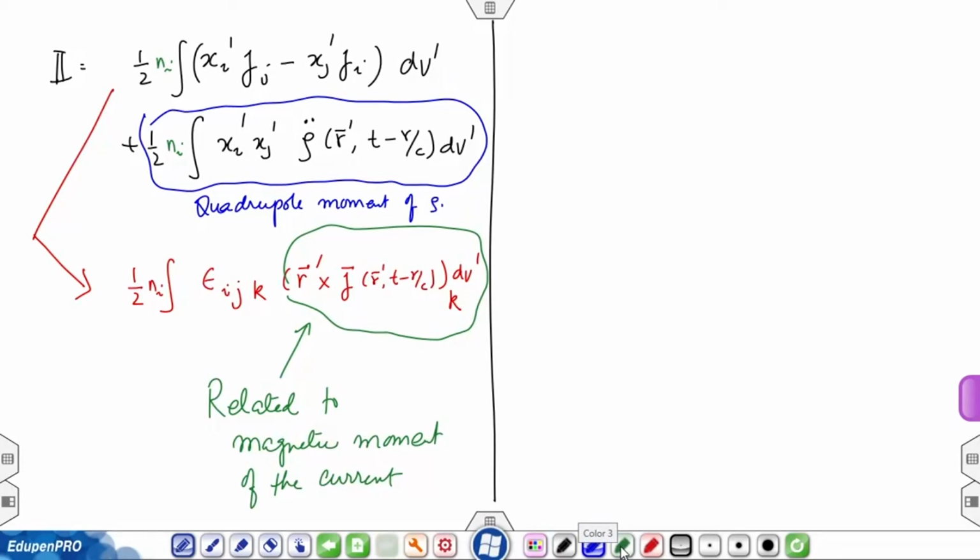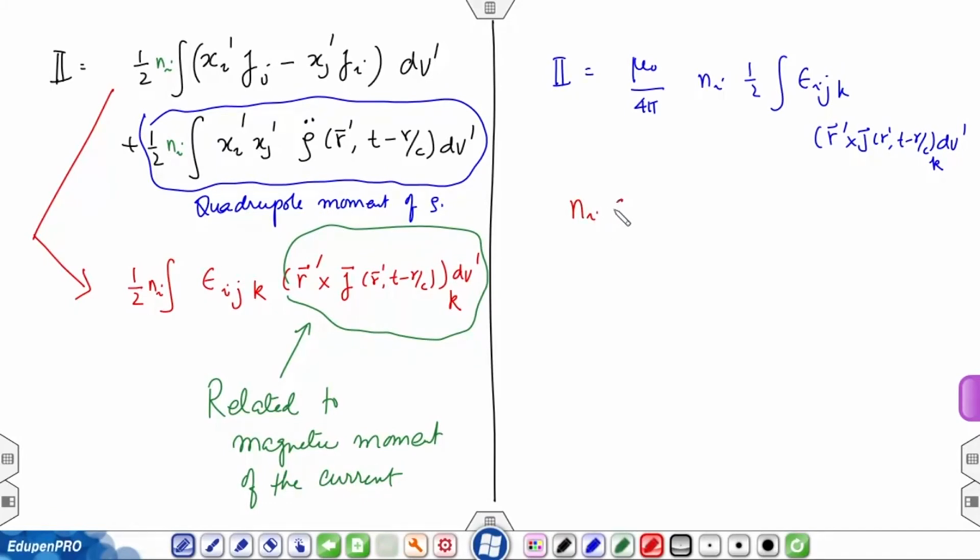So, neglecting that, I can write the second term as mu naught over 4 pi, n I, one half integral epsilon I j k r prime cross j, r prime, t minus r over c, dv prime. This is the kth term. Let us look at this term, n I epsilon I j k, r prime cross j, kth term.